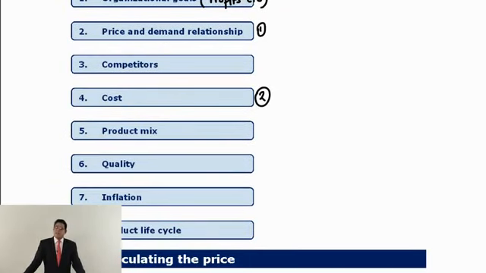Inflation, which is an economic or external factor. If inflation is rising in society, price goes up. If inflation is going down, generally price comes down. And last but not least, product life cycle. If the product is of short life, generally the price kept is higher. And if the product is of longer life, generally the price is lower in order to stay in the market for a longer period and to face competition. And there are so many other things as well.